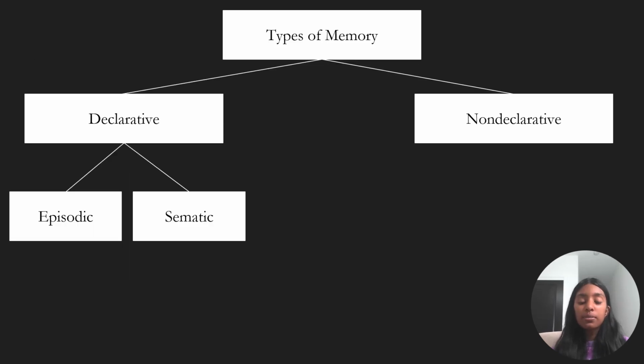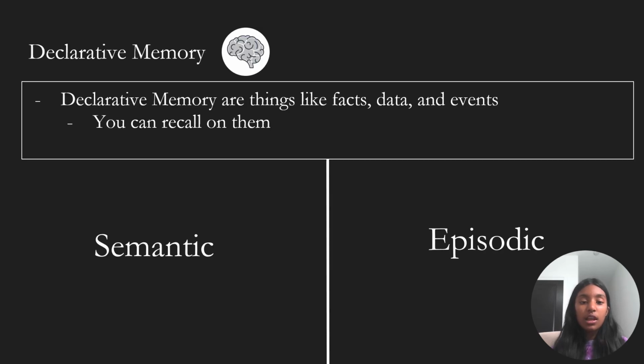Let's talk about the types of memory. So the two big categories are declarative and non-declarative memory. Declarative memory is subdivided into episodic and semantic memory. Declarative memory is things like facts, data, and events, and you can actively recall them. Semantic memory is cultural knowledge, ideas, and concepts that you've accumulated over a period of time about the world. Episodic memory is a unique representation of your personal experiences.